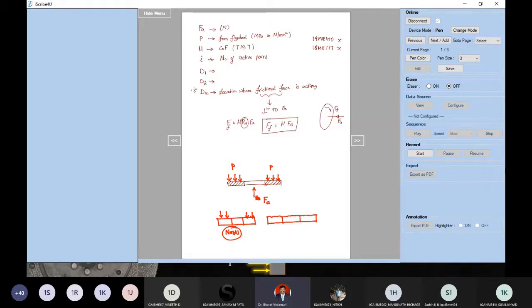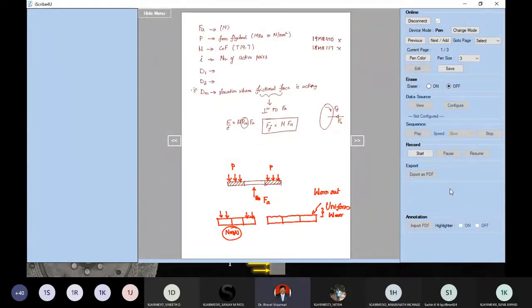But for the clutch which is already used, the surface would have been worn out. The surface is already worn out, so I cannot apply uniform pressure. So this condition, we call it the uniform wear condition.